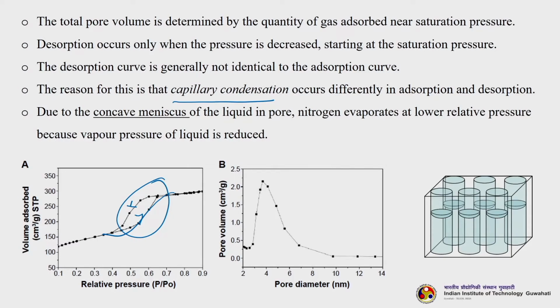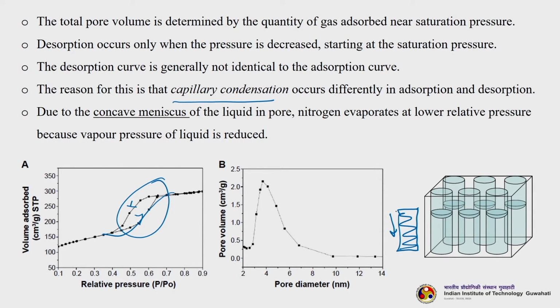So, capillary condensation, why is it different for desorption? The reason is the concave meniscus of the liquid in the pore. You can see when it is adsorbing, let us say this is the pore, when it is getting inside the pore, the pore is getting filled, so it will be filled something like this. This is pore filling during adsorption, but when I am decreasing the pressure I am going for desorption. Whatever is inside the pores should actually come out, right. That is what desorption is.